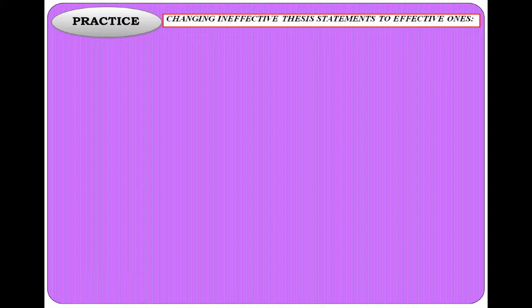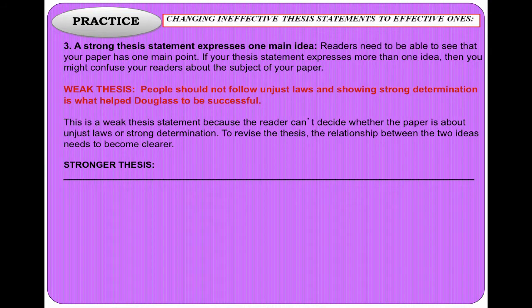Changing ineffective thesis statements to effective ones. 3. A strong thesis statement expresses one main idea. Readers need to be able to see that your paper has one main point. If your thesis statement expresses more than one idea, then you might confuse your readers about the subject of your paper. Weak thesis: People should not follow unjust laws, and showing strong determination is what helped Douglas to be successful. This is a weak thesis statement because the reader can't decide whether the paper is about unjust laws or strong determination. To revise the thesis, the relationship between the two ideas needs to become clearer.